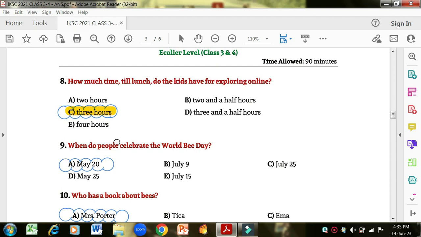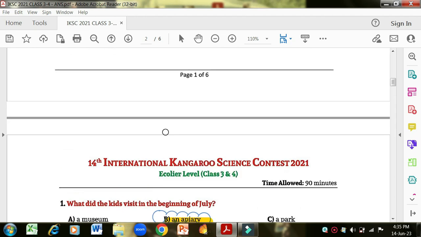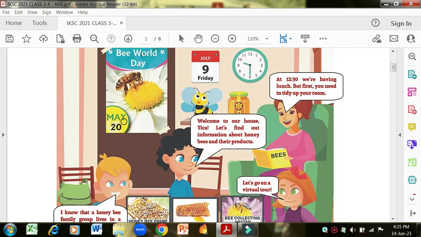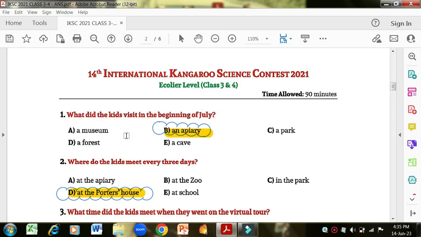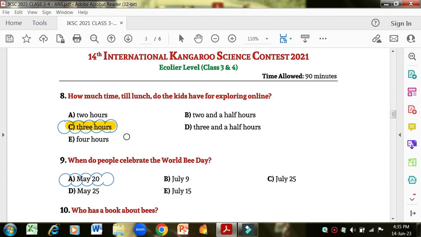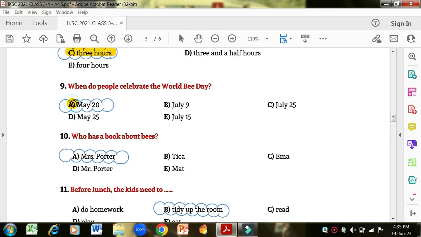When do people celebrate the World Bee Day? Now the World Bee Day, the poster is hanging on the wall and you can see it is May 20th. Okay, it's May 20. So May 20 is the answer.